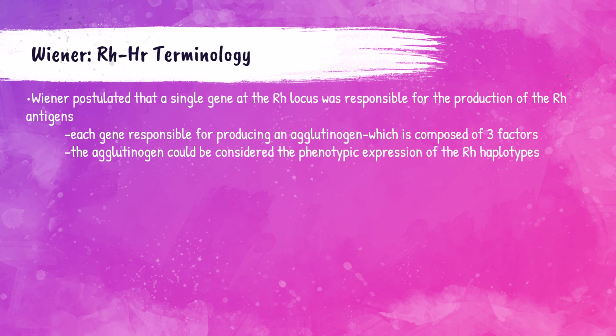The next Rh terminology theory is the Wiener Rh-Hr terminology. Wiener believed in his studies that there was only one gene responsible for defining a patient's Rh status. This gene produced something he called an agglutinogen that contained at least 3 factors. The agglutinogen can be considered the phenotypic expression of the Rh haplotypes.